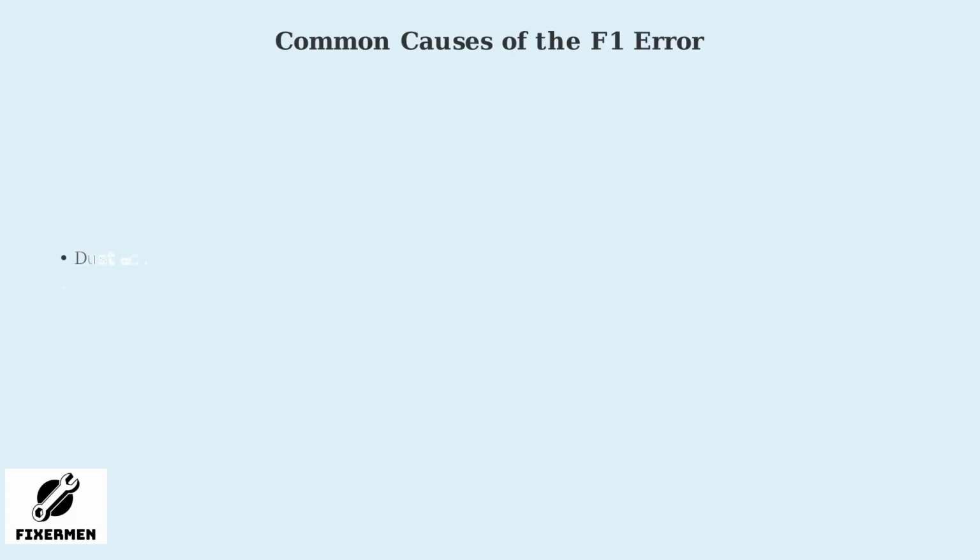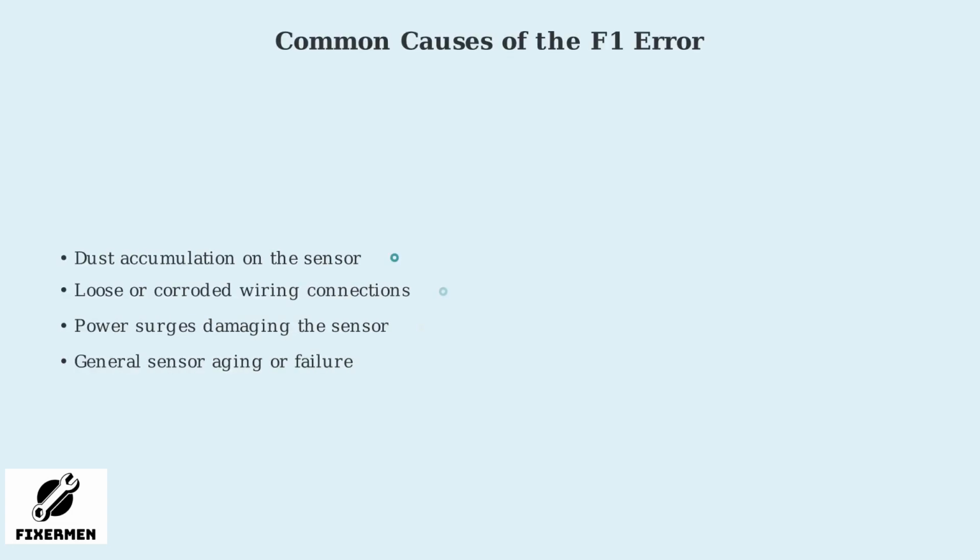Several factors can cause the F1 error in Carrier window air conditioners. These include dust accumulation on the sensor, loose or corroded wiring connections, power surges damaging the sensor, and general sensor aging or failure. The error often appears during startup or after resetting the unit. Understanding these common causes helps you narrow down potential problem areas when troubleshooting.